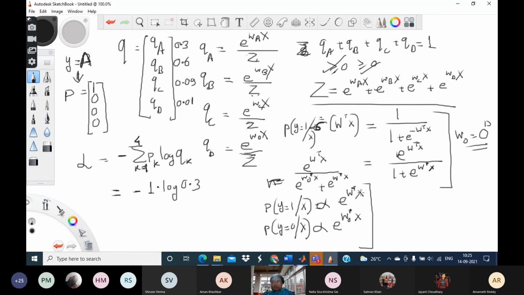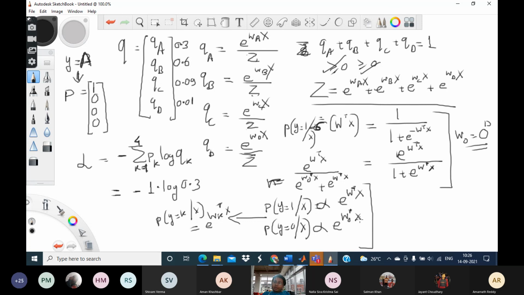So based on this particular interpretation of the sigmoid function, I go to the multi-class case by assuming that the probability of y equal to k given x is proportional to e to the power wk transpose x. Here I am saying that for every class there is a wk, and as in the binary case, for one of the classes wk is equal to the zero vector.